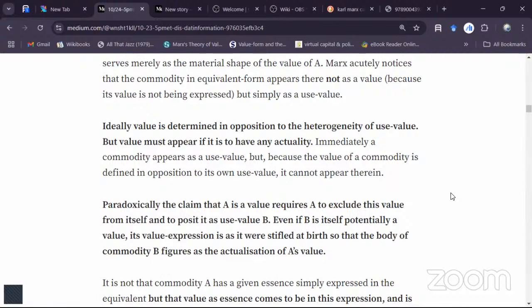Now, the point is, by the time we get to the end of this, it is about labor and what gets reduced to labor, or what labor's relationship to it is. So that's the big picture. Until we get there, we're worrying more about individual decision-making, and how I'm going to assign meaning or value to a set of decisions or activities that I need to philosophically make when I go out into the world. Paradoxically, the claim that A is a value requires A to exclude this value from itself and deposit it as, well, maybe use value B, even if B is itself potentially a value, its value expression. You need to get a sense that there's value being communicated, and then value as something expressed that is mediated, presented. It's a little different. It's a denotative versus a connotative relationship.